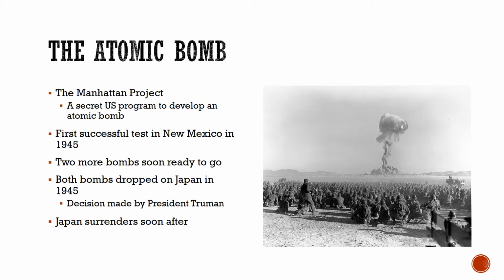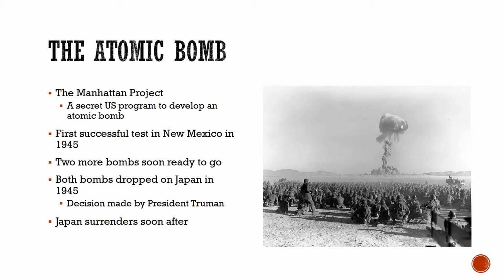The United States has been working throughout the war to develop atomic bombs, and they finally get it in 1945. The special program to develop an atomic bomb was called the Manhattan Project, and it was kept secret from the Russians, and the United States was able to be the first nation in the world to explode an atomic bomb in 1945 in New Mexico. Pretty soon after that, 2 more bombs were ready to go, and the United States decided to drop both of these bombs on Japan.